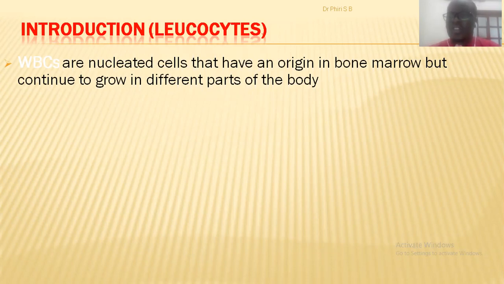Then later on, these white blood cells can migrate to different tissues. And there, they can also differentiate into different types of mature cells, white blood cells that will have a particular function. For instance, monocytes, when they go to the tissues, become macrophages, and they are involved in phagocytosis. So you can see that after development of these white blood cells, they are capable of moving to the tissues.